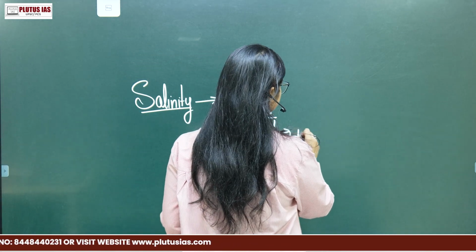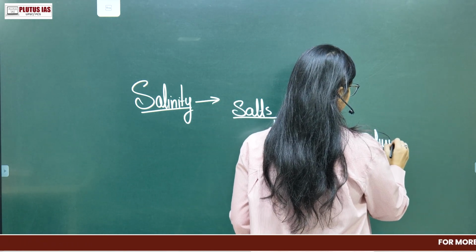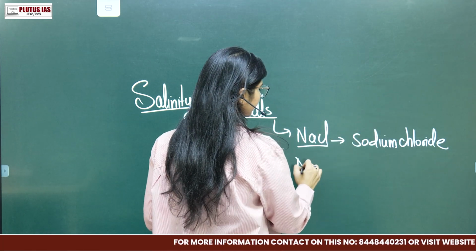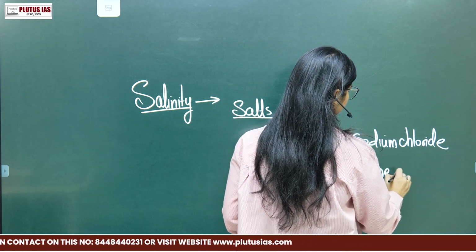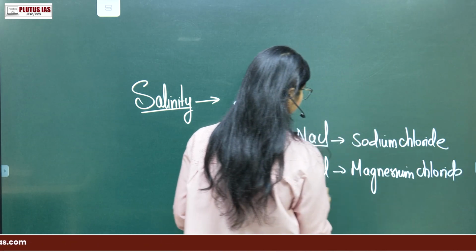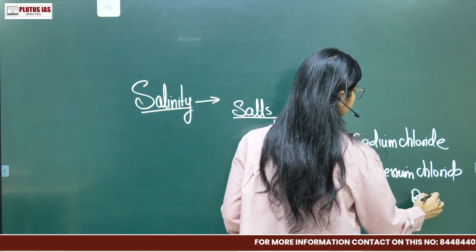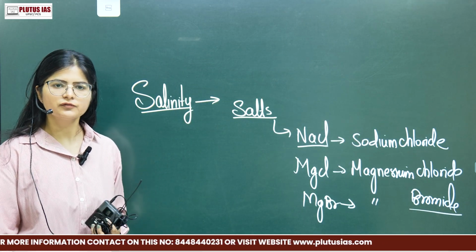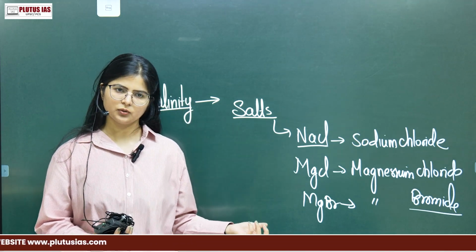For example, NaCl, which is a prominent one. Sodium chloride. The other one is MgCl, magnesium chloride. Then it could be your MgBr, magnesium bromide. So all these are examples of salts. There are other examples as well. I have just written a few of them.